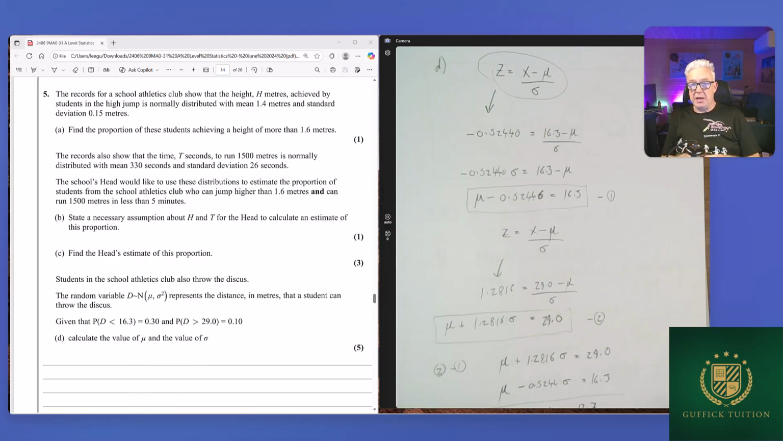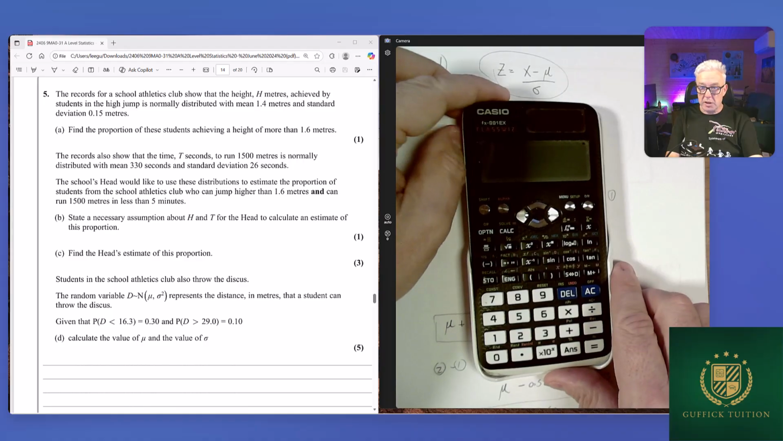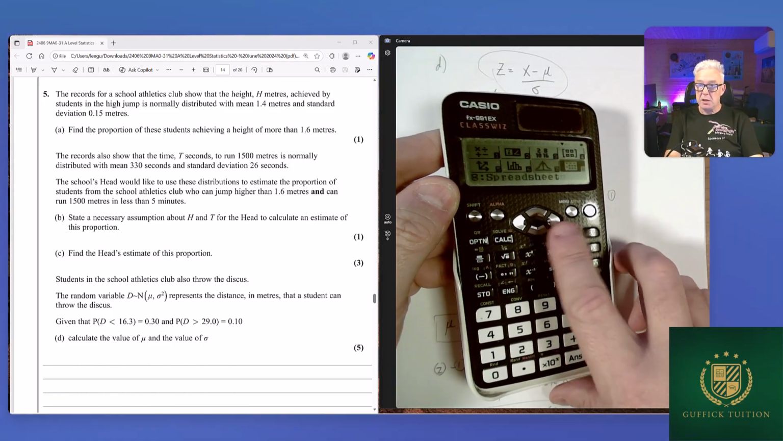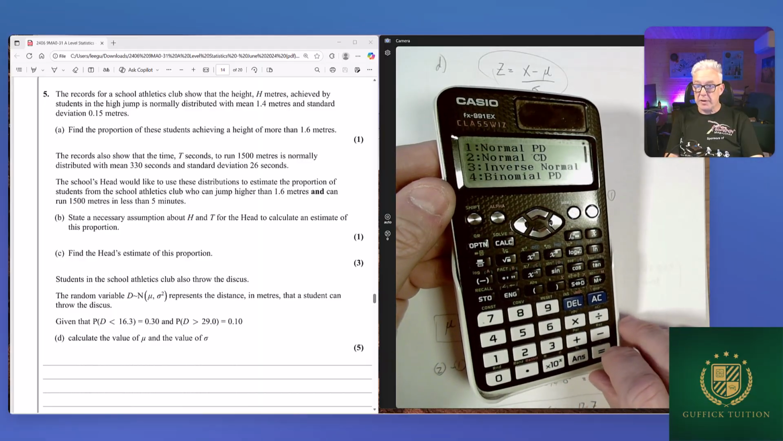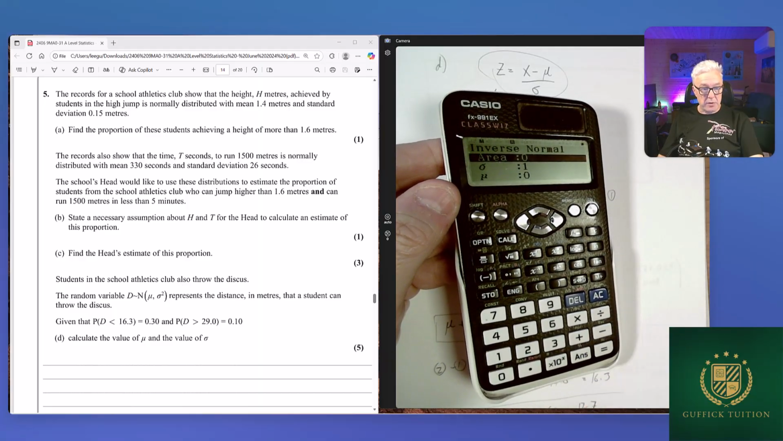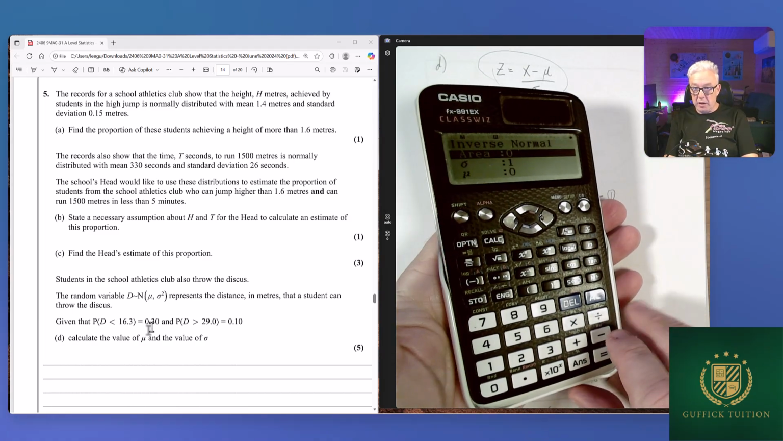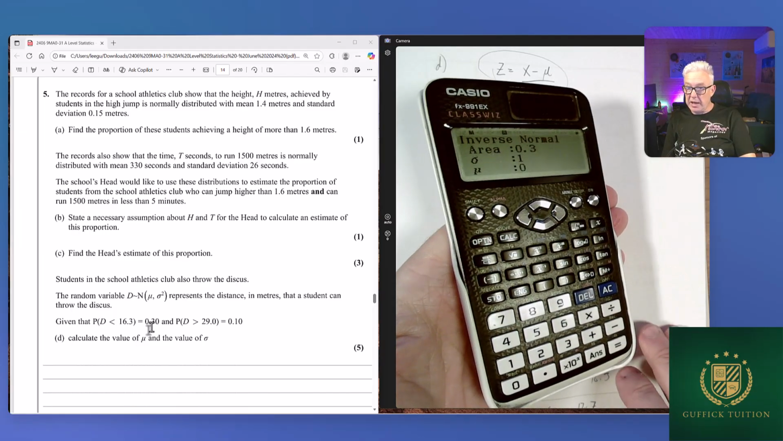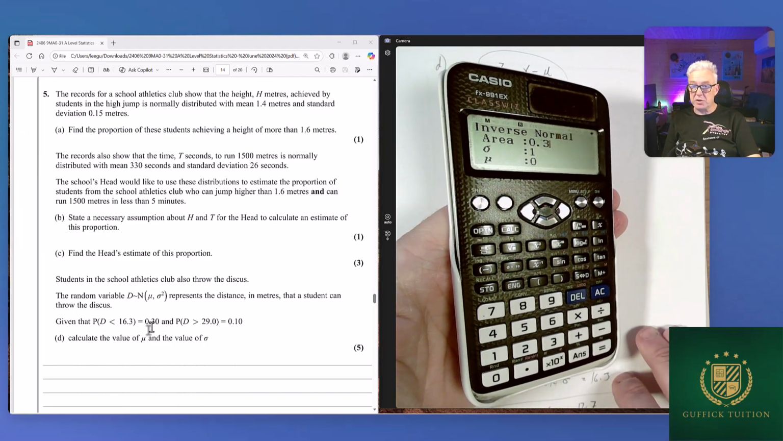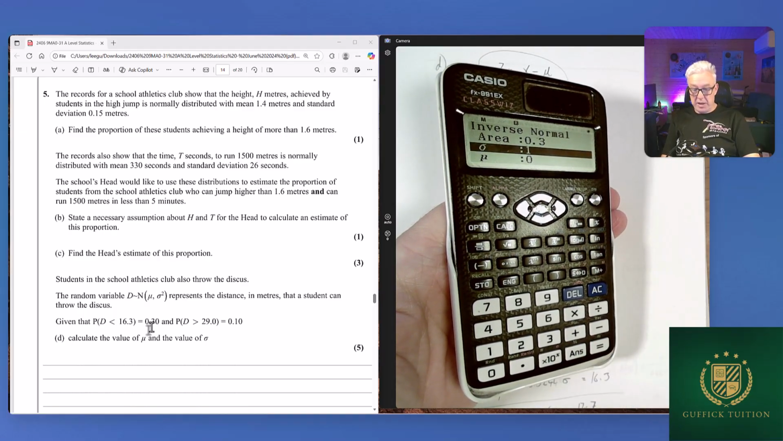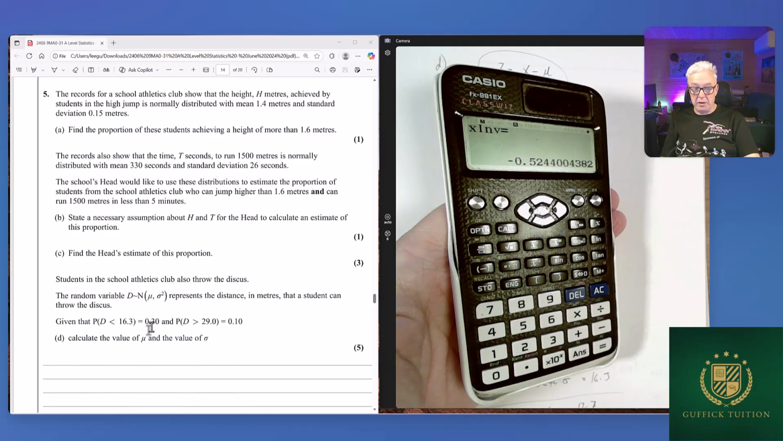So what we need to do is we get our calculator. I've got the old trusty 991EX here. We go to our distributions, and we're going to go to inverse normal. Now in this question, what are we trying to find? You'll notice here we have a probability of 0.3. So we're going to put in an area of 0.3, and you'll notice that the calculator already defaults to the standardized normal distribution, which has a standard deviation of 1 and a mean of 0. So when I put that into my calculator, I find I get this value.